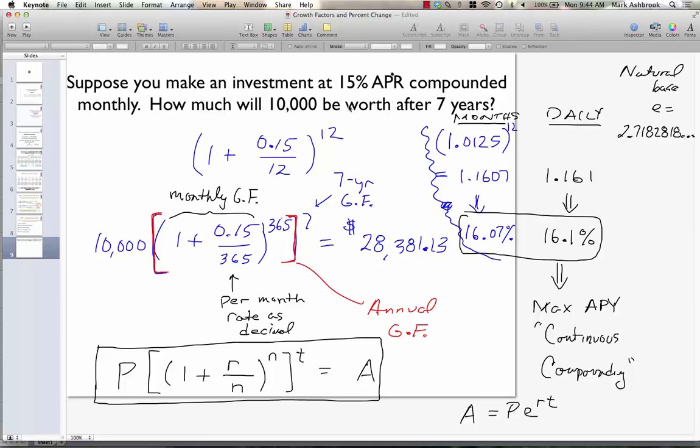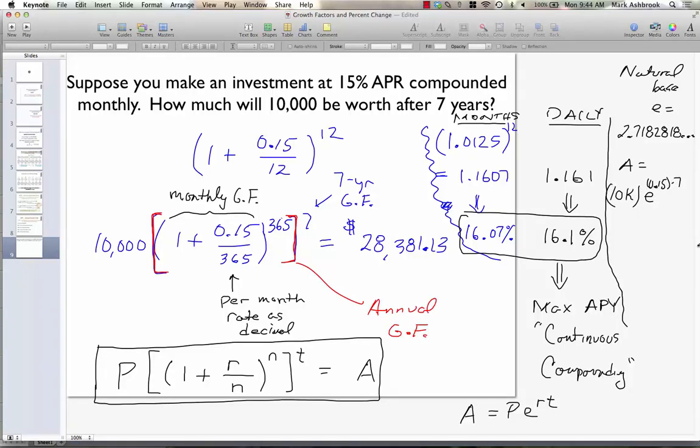So now, if this exact same investment had continuous compounding, you would do this. You would say the final amount equals your 10,000 times e to the 0.15 times 7.